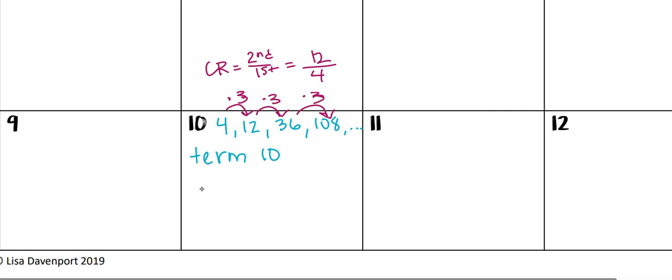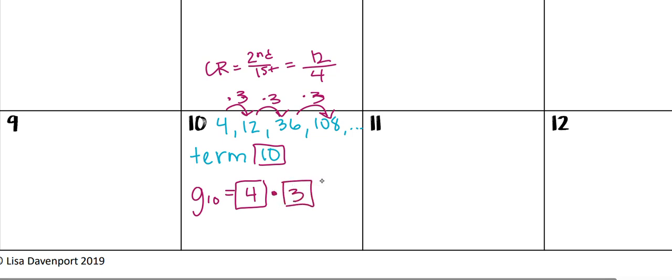So I'm multiplying each by 3. And then I use my geometric explicit formula, starting with a G, because G stands for geometric. Then I don't have an N here. I use my term number, which is this 10. So G sub 10 equals, again, I put my first term, 4, multiplied by my common ratio of 3.